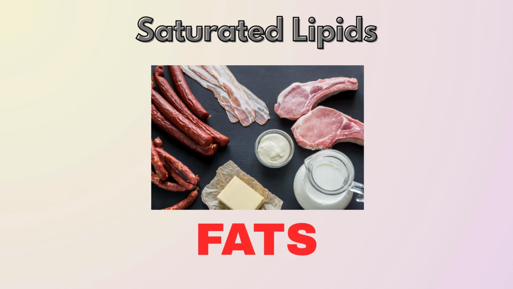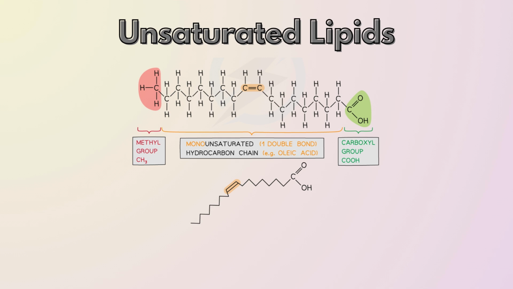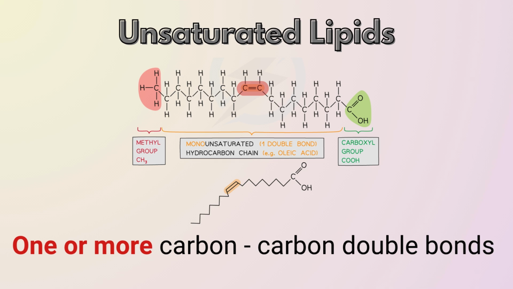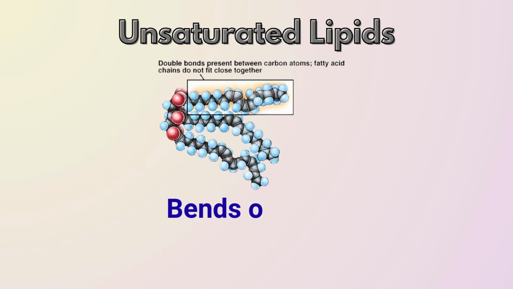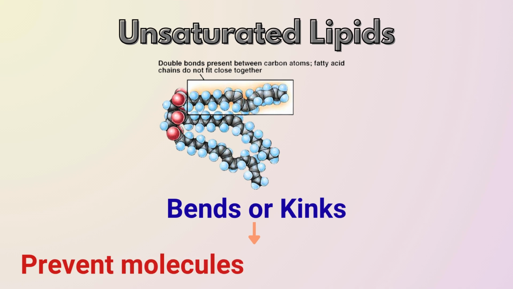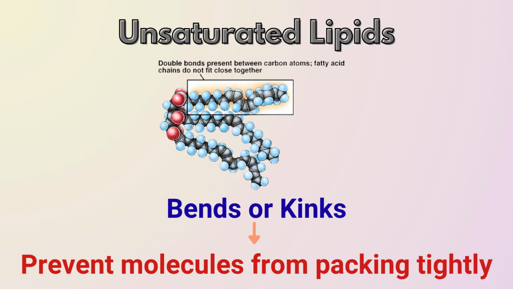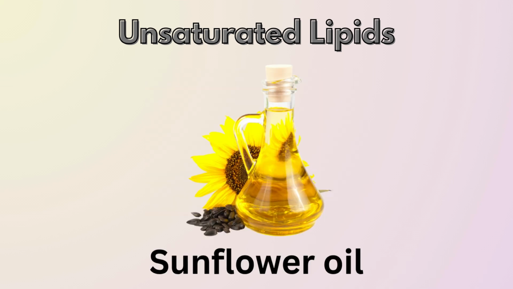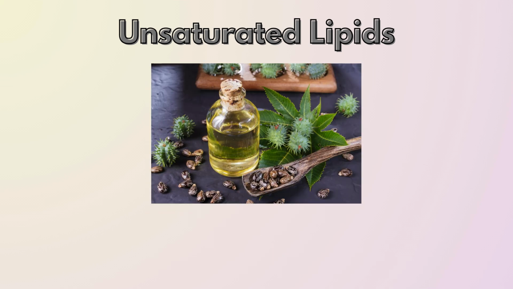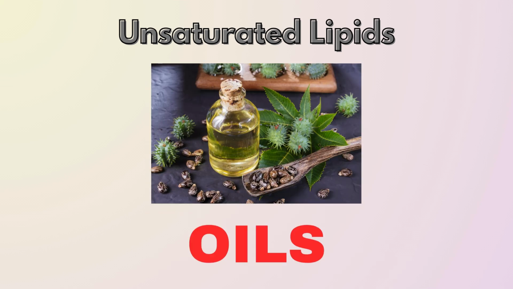In contrast, unsaturated lipids contain unsaturated fatty acids, which have 1 or more double bonds in their hydrocarbon chains. These double bonds create bends or kinks in the structure, preventing the molecules from packing tightly. That's why unsaturated lipids are generally liquid at room temperature and come mostly from plant sources, like olive oil, sunflower oil, and other vegetable oils. These are known as oils.